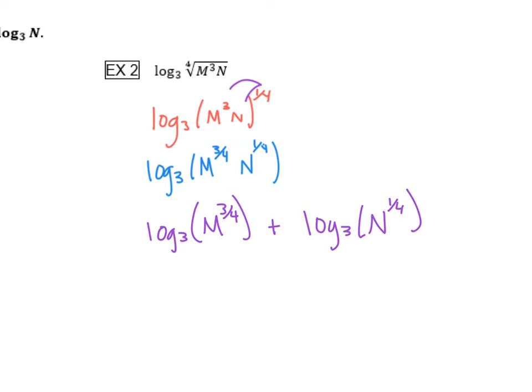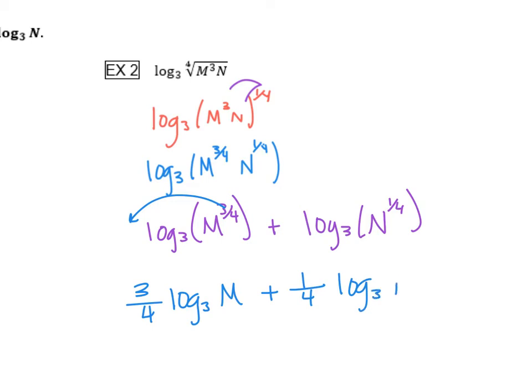And then the last thing we're going to do is we have those exponents. Those exponents are going to go out front. So we have 3/4 log base 3 of m plus 1/4 log base 3 of n.